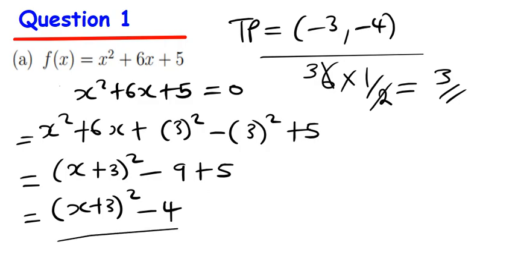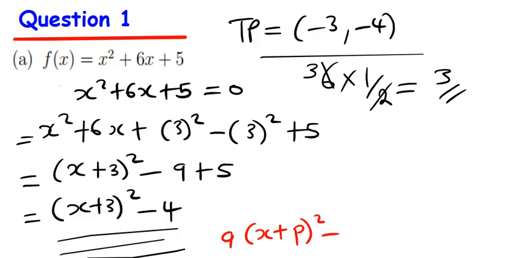Okay, so this is our answer. Why are we saying this is our answer? Because we always want our answer to be in the form of a, x plus p squared, plus q. So this is the form that we always want to attain when you are using completing the square.